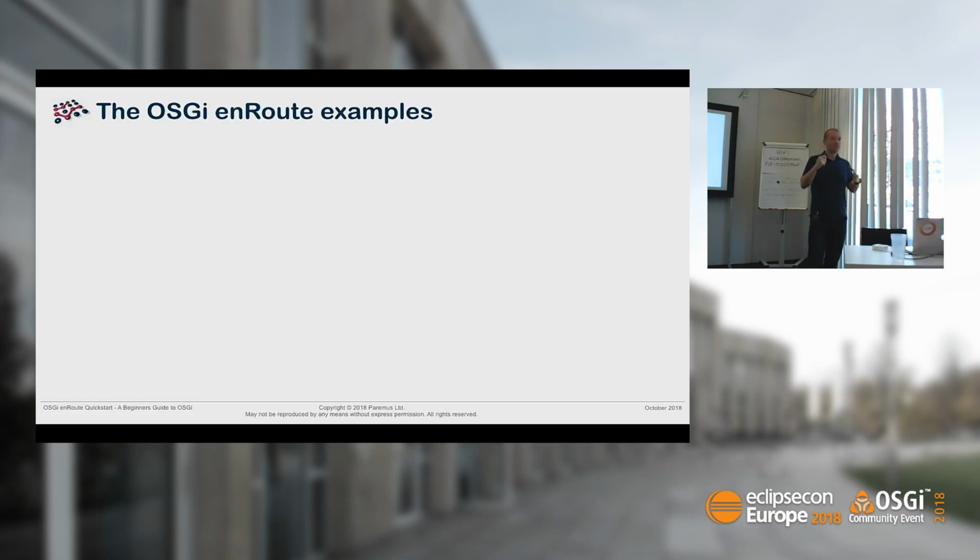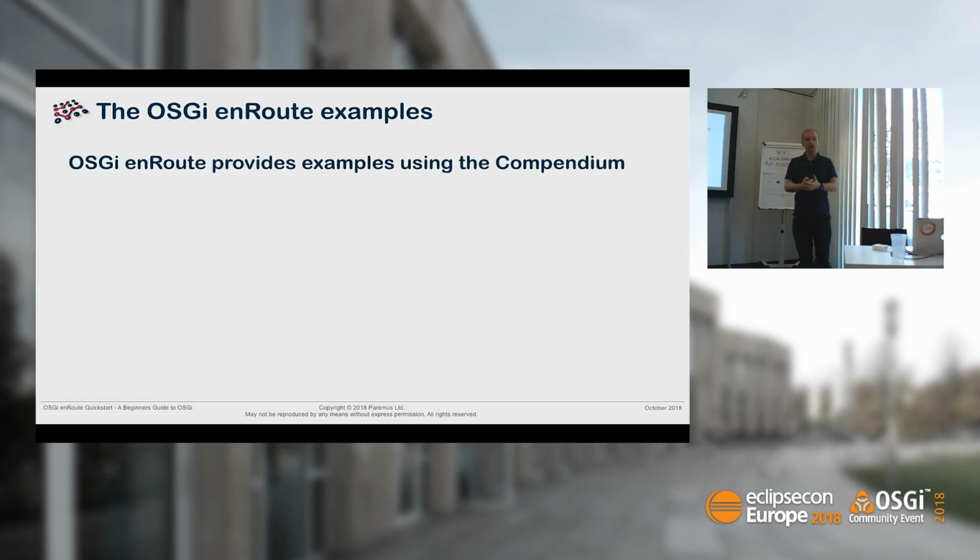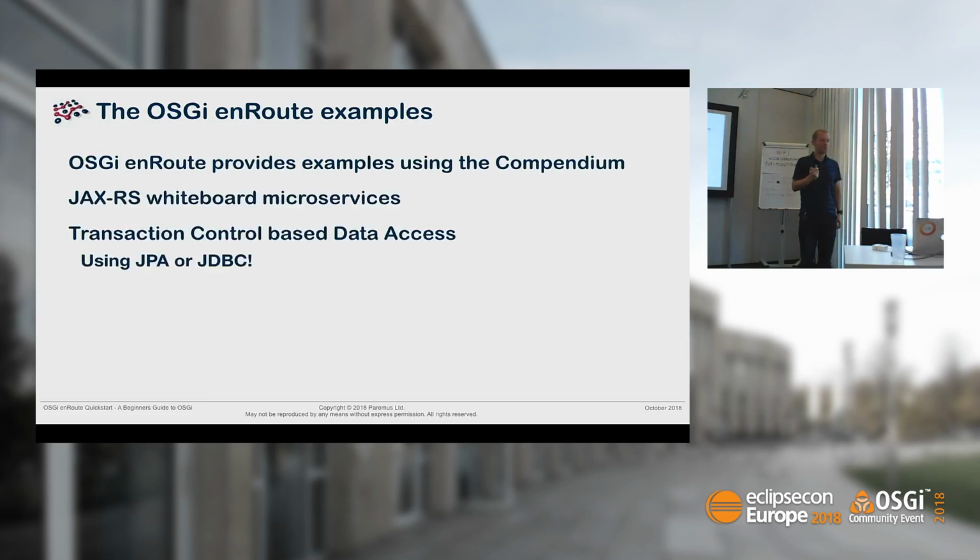So we talked about the build and its Maven base. So now we want to talk about the examples. So these are things that are using compendium services. So we have the JAX-RS whiteboard as a way of providing microservices, transaction control for data access. So we actually demonstrate using transactional data access, which is one of the things that people often fall over.